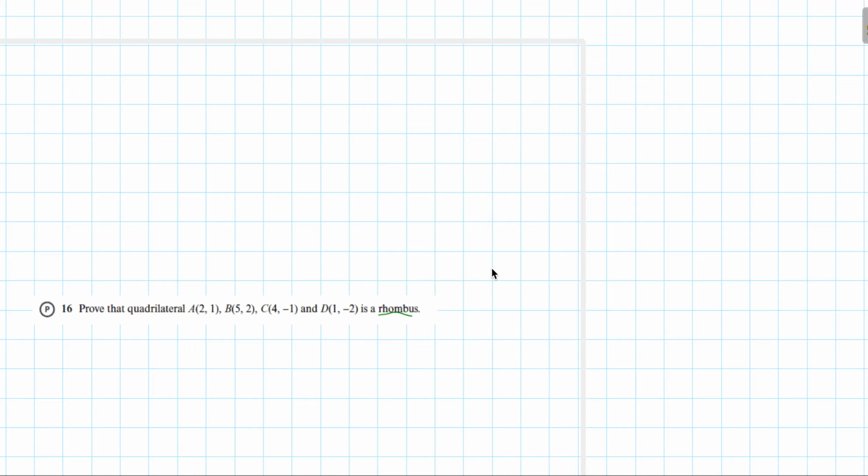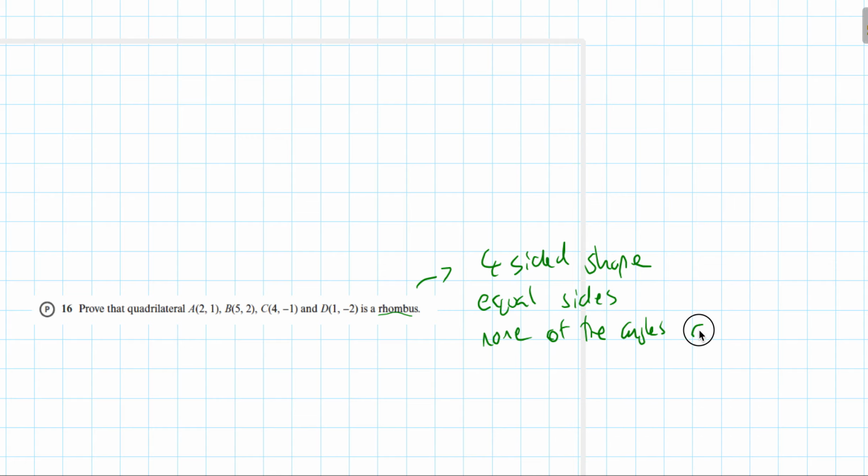So a rhombus is obviously a four-sided shape. One of the key things about a rhombus is that it has equal sides, and that none of the angles are 90 degrees. That does mean that two sides will be parallel. So you've got two sets of sides that are parallel. So that's kind of what you're looking for here.